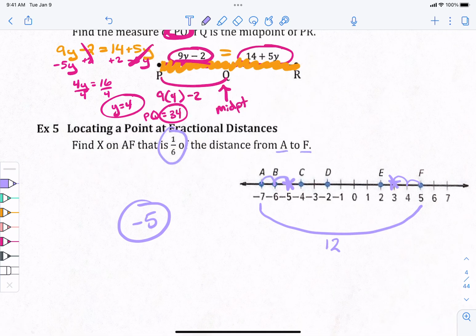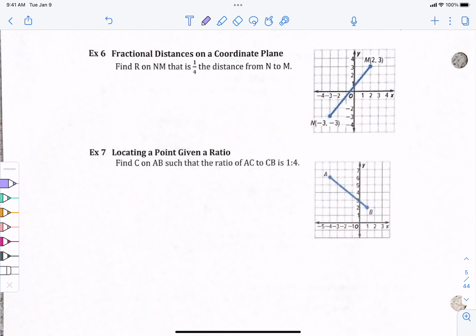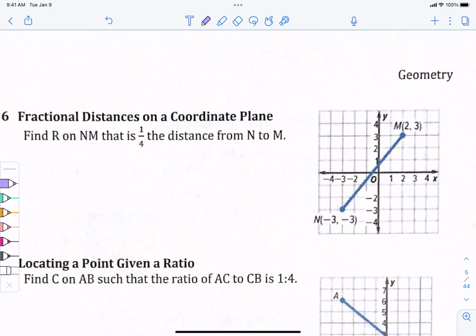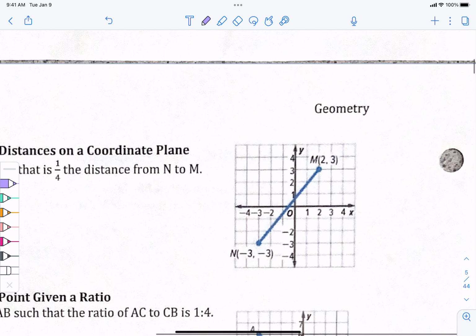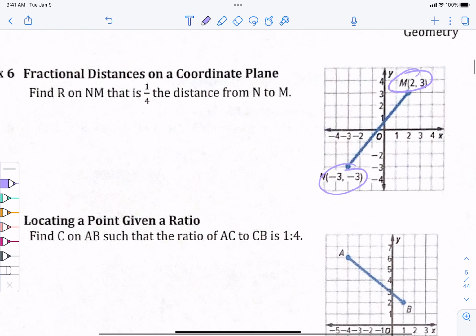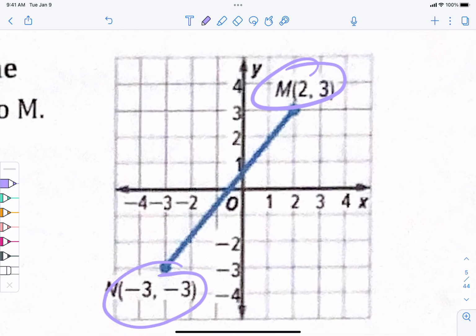Make sense? Okay, now these next two are going to be confusing. Bear with me. They're not hard, but there's a little bit of writing to do them. Find R on NM. N is here, M is here, such that it is 1/4 of the distance from N to M. It'd be like if I would separate this into 4 pieces, like this. 1/4 of the distance from N to M is going to be right here.